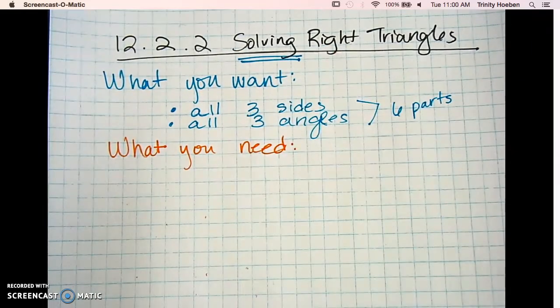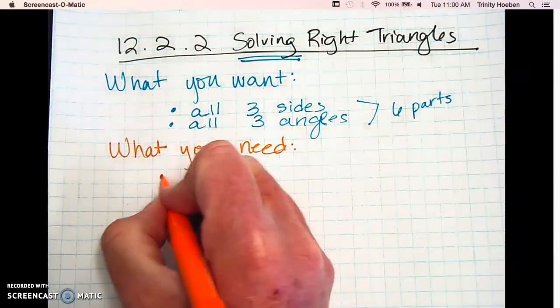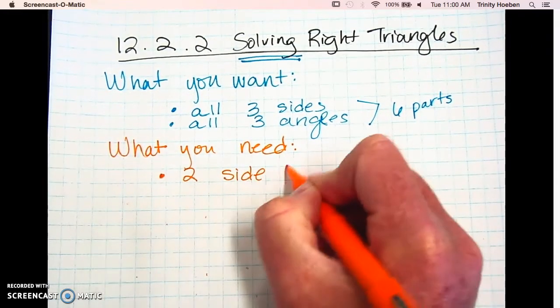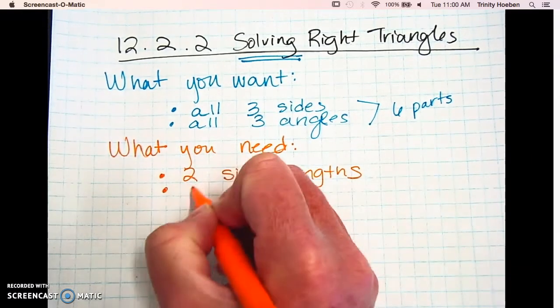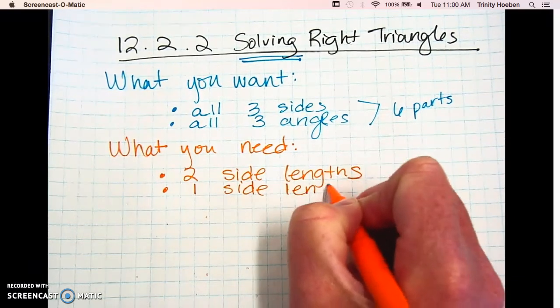okay? So what you're going to need to know is obviously first that it's a right triangle. So you're definitely going to know that there's a 90 degree angle in there somewhere, okay? And beyond that, you're either going to need 2 side lengths or you're going to need 1 side length and 1 more angle.